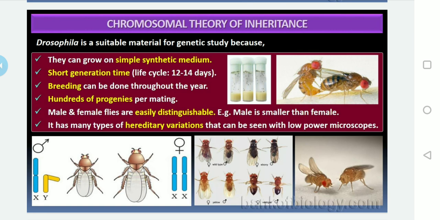Because of all these reasons, we can say the Drosophila flies are ideal for experiments, and Drosophila is suitable material for genetic study. Because of all these reasons only, T.H. Morgan selected Drosophila.